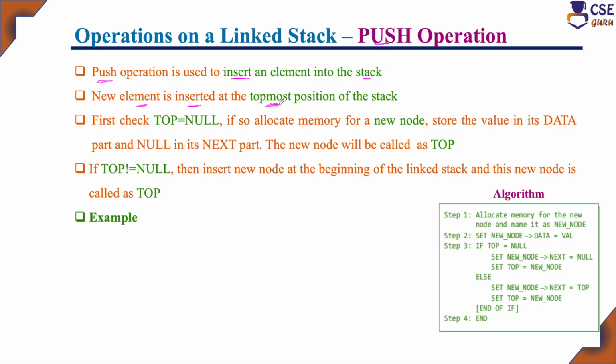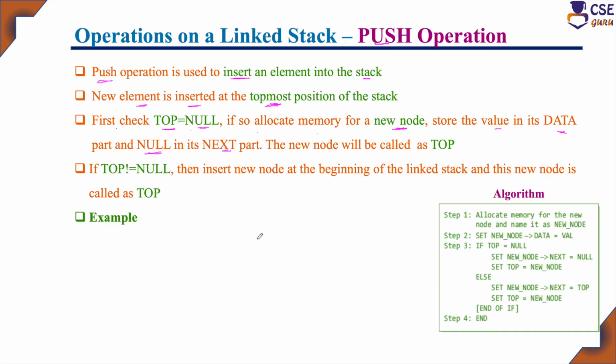So before implementing insertion, that is push operation, first you have to check whether top is equal to null. Meaning top is empty. That is, there is no data in the stack. You are going to create a new stack with linked list implementation. That is the meaning. Okay. So here you have to check top is equal to null. If so, allocate memory for a new node. So if top is null, allocate memory for a new node, store the value in the data part and null in the next part.